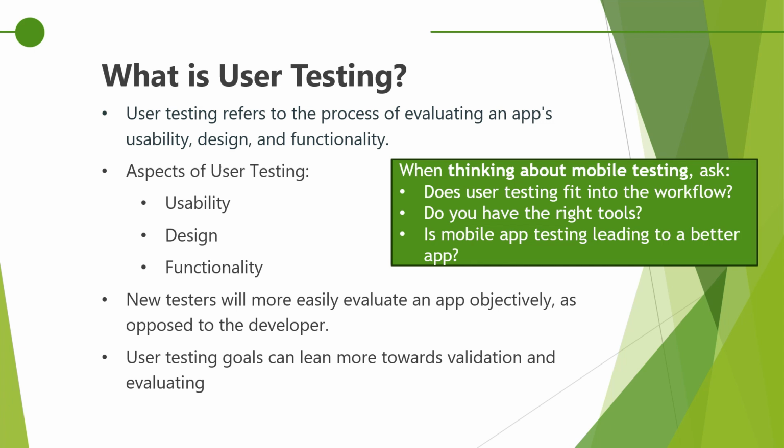Now, user testing goals for an app can change depending on where an app is in its life cycle. They can lean more towards validation and evaluating because user testing is an invaluable way to validate the mobile UX research and improve app design. Now, while user testing should be conducted, say, prior to launch, it shouldn't stop once your app is live. User testing is a continuous process. It's one of the best ways to continually improve your app's UI and UX design, especially if you've come out with new updates and changes.